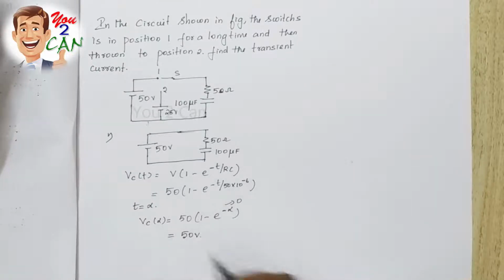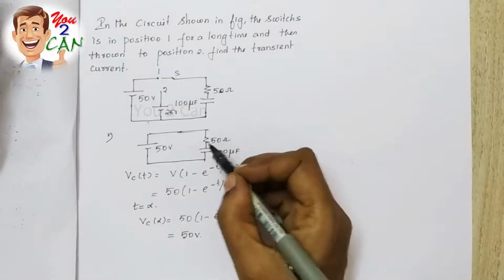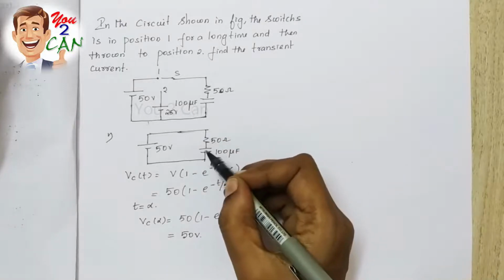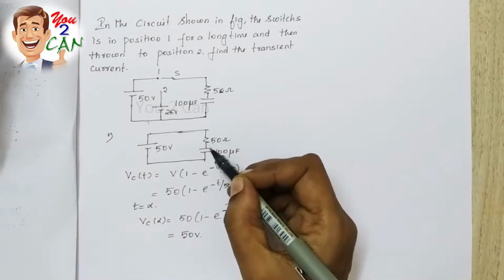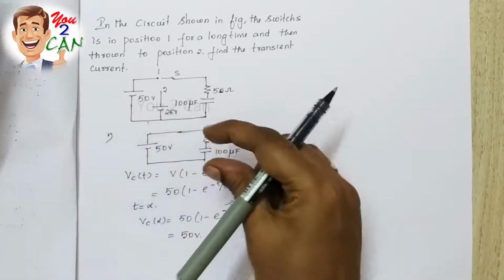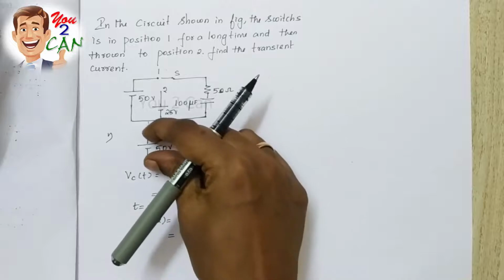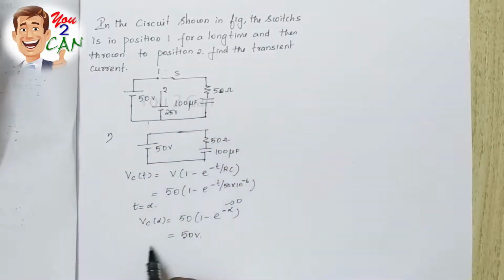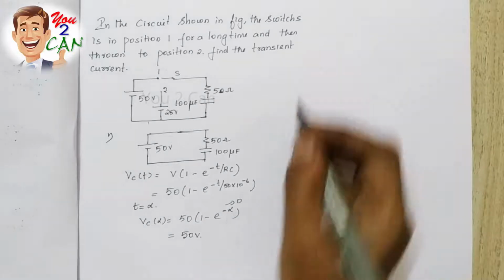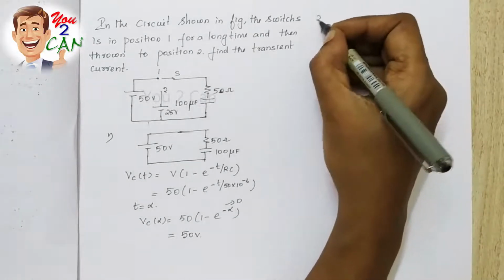Initially, if there is no voltage, or it is in relaxed condition, this supply voltage is applied across the capacitor, and the capacitor is charged to the supply voltage of 50 volt. So the initial voltage across the capacitor now is 50 volt. Now the switch is transferred to the second position.